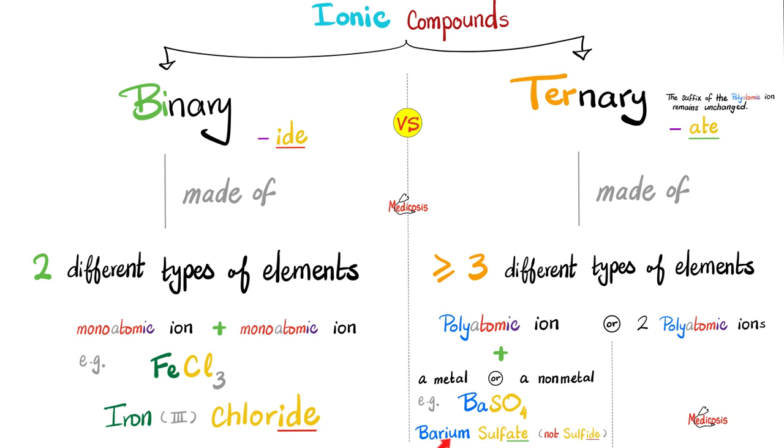Here's an element called barium, here's an element called sulfur, and here's an element called oxygen. So we have a metal called barium and a polyatomic ion. And when we have a polyatomic ion, we will not say barium sulfide, we will say barium sulfate, i.e. the sulfate group will retain its name. It will retain the suffix ate.